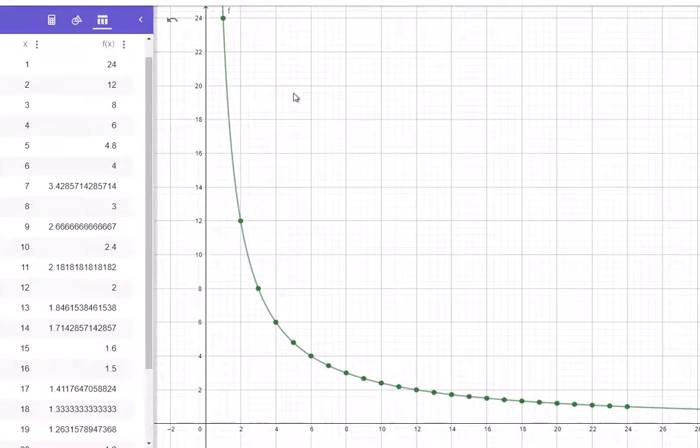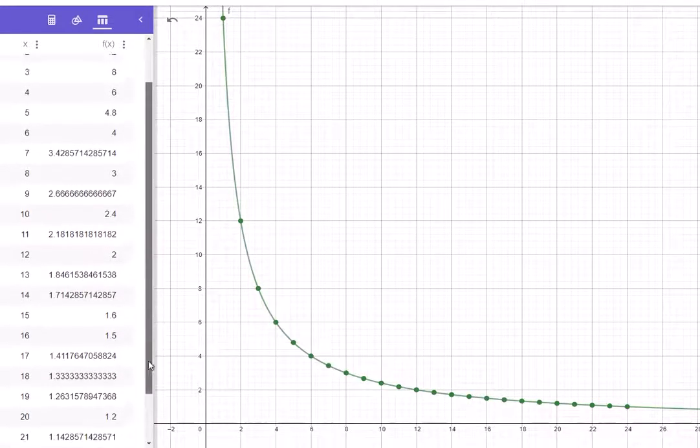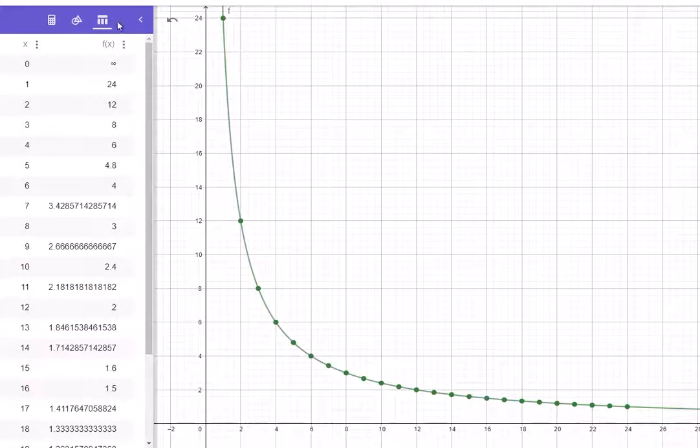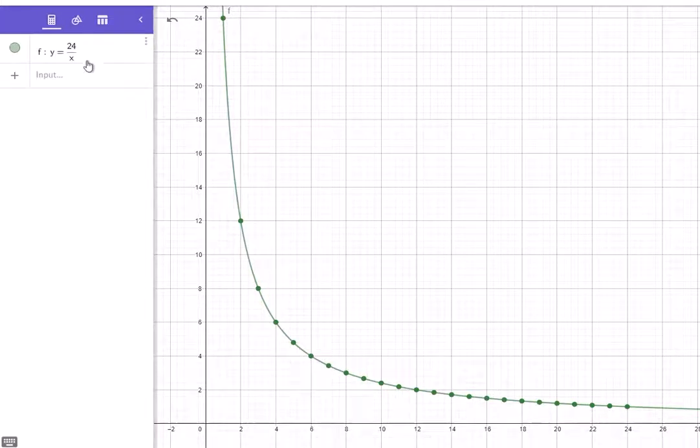And we can show this using a graphing calculator. On the left we have a similar table. 1 person, 24 days. 2 people, 12 days. And so on. 12 people, 2 days. And the equation is y equals 24 divided by x. And that means that as x increases, y gets smaller, y decreases.